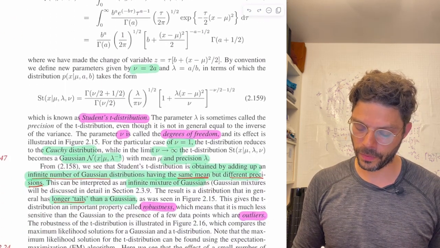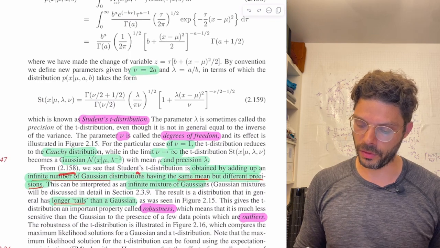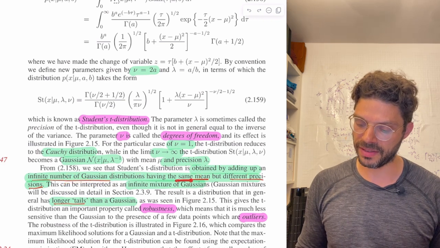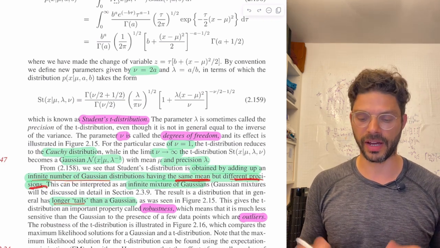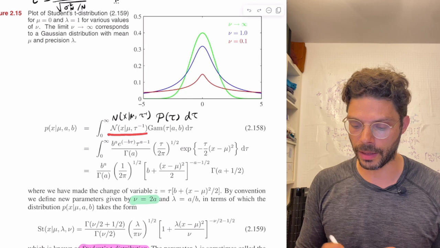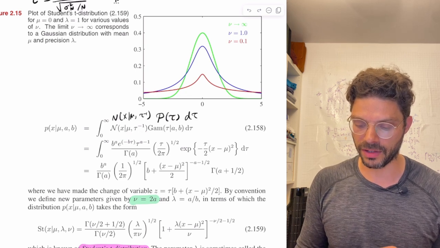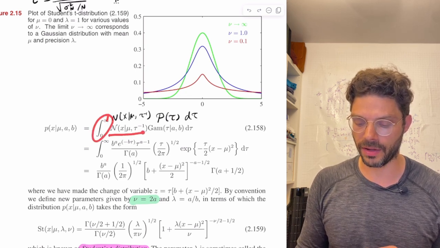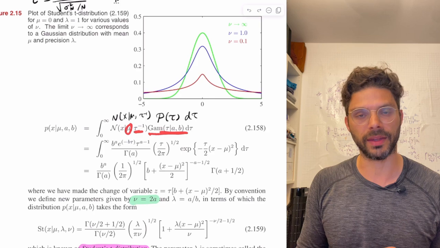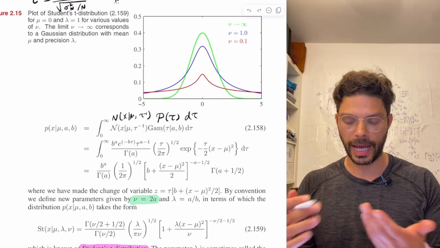From 2.15, we see that the student's t-distribution is obtained by adding up an infinite number of Gaussian distributions having the same mean but different precision. So that's what we spent a few moments talking about, right? We're adding up the contributions from an infinite number of Gaussians, because we're doing an integral. They all have the same mean, but they have different precisions, and we've weighted them a particular way according to our gamma prior.